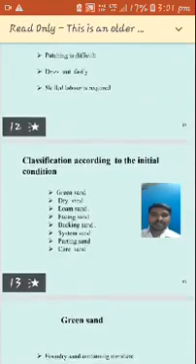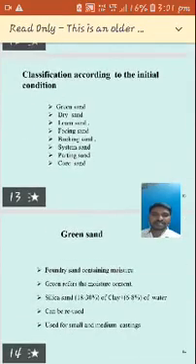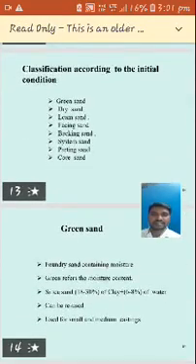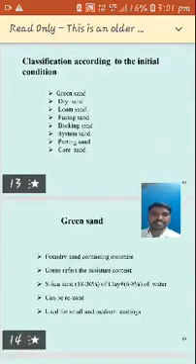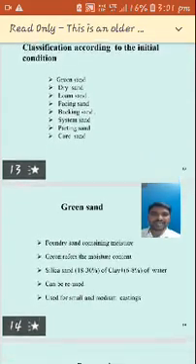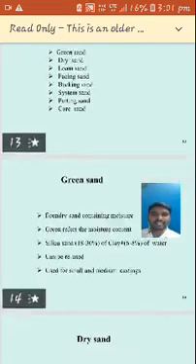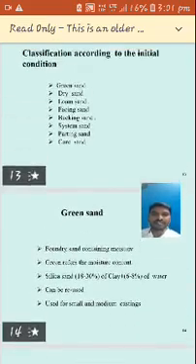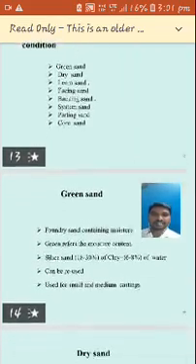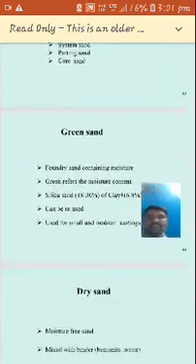And then classification according to the initial conditions. We have various classifications: green sand, dry sand, loam sand, facing sand, backing sand, system sand, parting sand, and core sand. These are the various types of casting sand. First we will see them one by one.